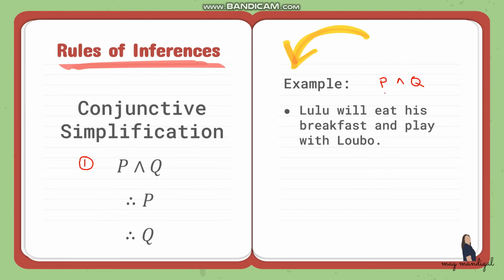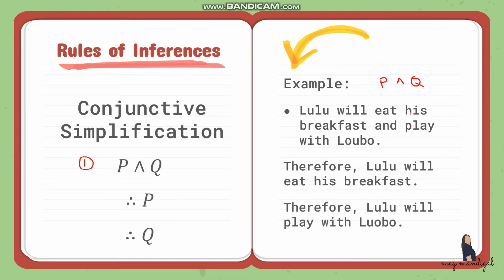So what we have is P and Q. Now, since we assume that the premise is true, and as we know in conjunction, the statement will only be true if both of the propositions are true. Therefore, we can say that Lulu will eat his breakfast, or, therefore, Lulu will play with Lobu. These are the two conclusions that we can obtain from the given premise. So we can just separate these two and write them as our conclusion.